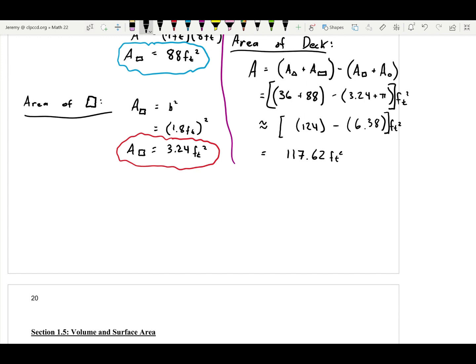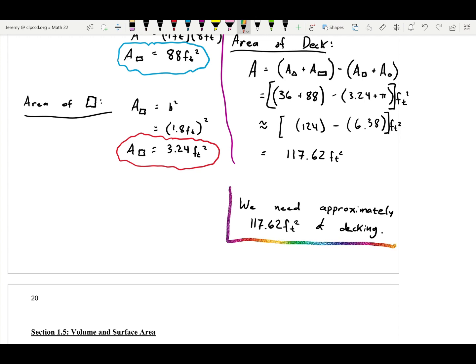So here's our answer. So I'll just say we need approximately, and I use approximately because this is technically a rounded number that we get. Approximately 117.62 square feet of decking. And I will box that up.